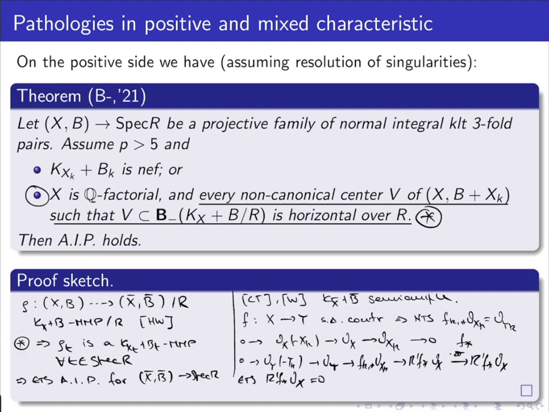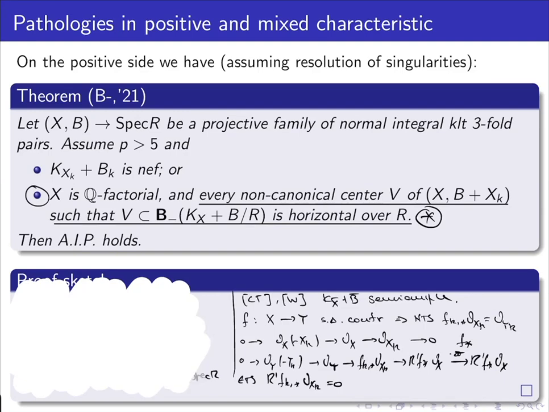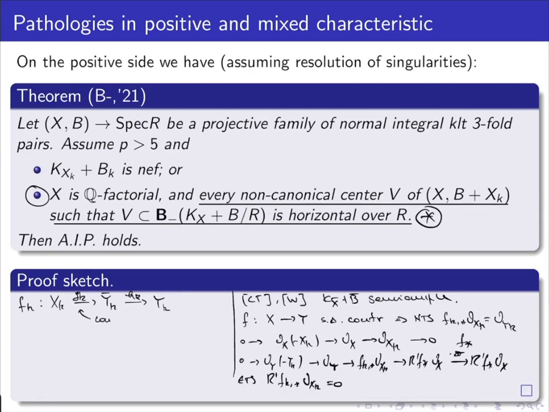And by upper semi-continuity, we can actually show something even more special: the direct image on the central fiber is 0. And the reason this holds is that if you look at the Stein factorization, so let's say this is g_K and this is h_K, then it basically follows from the definition that this map here is the canonical model of (X_K, B_K).